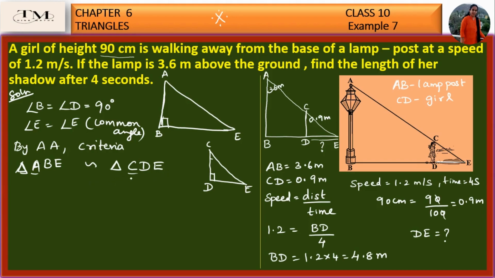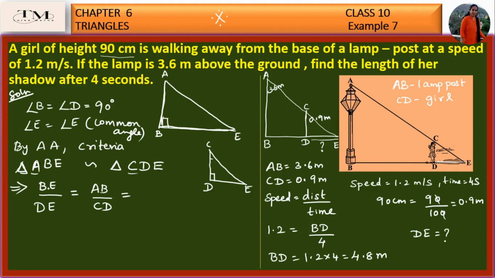So if it is similar, what do we have? Sides will be proportional. So how do we write the sides? Let us take BE. BE is the base. If I take BE, its corresponding side is DE. So BE by DE will be equal to, so what is the next side? Let me take AB. For AB, its corresponding side is CD. AB by CD.